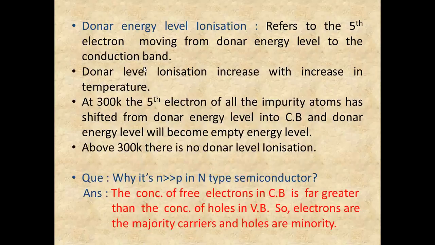So each and everything whatever I have discussed, I have mentioned in the statement, you can go through. Now, why is N greater than P? Why is it very much greater than P in an N-type semiconductor? Just to make it clear, I have mentioned this in question-answer form. The concentration of free electrons in the conduction band is far greater than the concentration of holes in the valence band. I've already shown you this in the figure. So electrons are very clearly the majority and the holes are the minority.